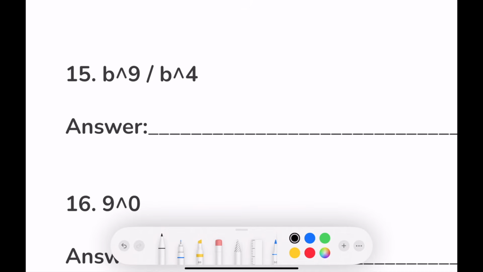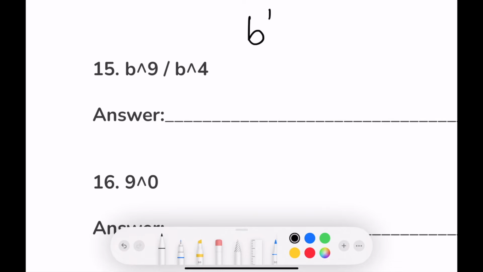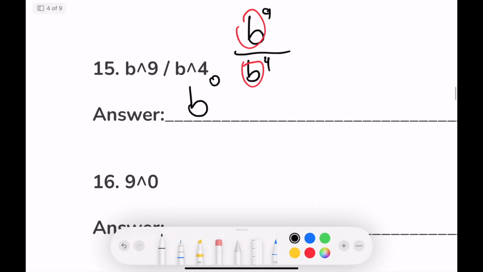Again, it really helps me to write this out properly. It looks like we have b to the 9th power divided by b to the 4th power. Again, our bases are the same, b and b, so we know the answer is going to be b, and the only question is, what is the exponent? When you have a division sign, all you do is subtract the exponents. So here we just have 9 minus 4, which is 5. So we have b to the 5th power.